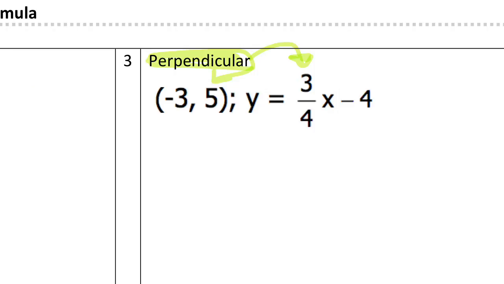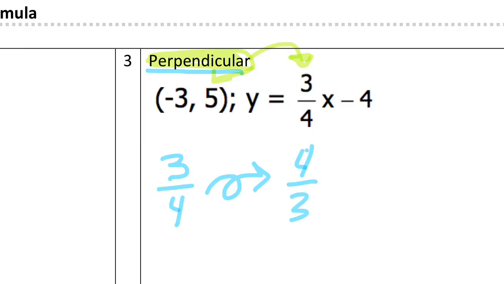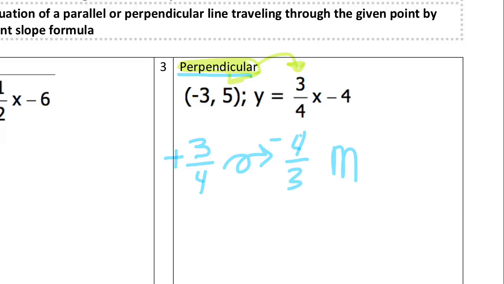Basically, what we know is that if you have a perpendicular line, then your slopes have to be opposite reciprocals. So my current slope is 3/4. I need to get the reciprocal, 4/3, and it needs to be opposite. So this original slope was positive, so the opposite of that is negative. So I know that the slope my new equation needs to have is -4/3.